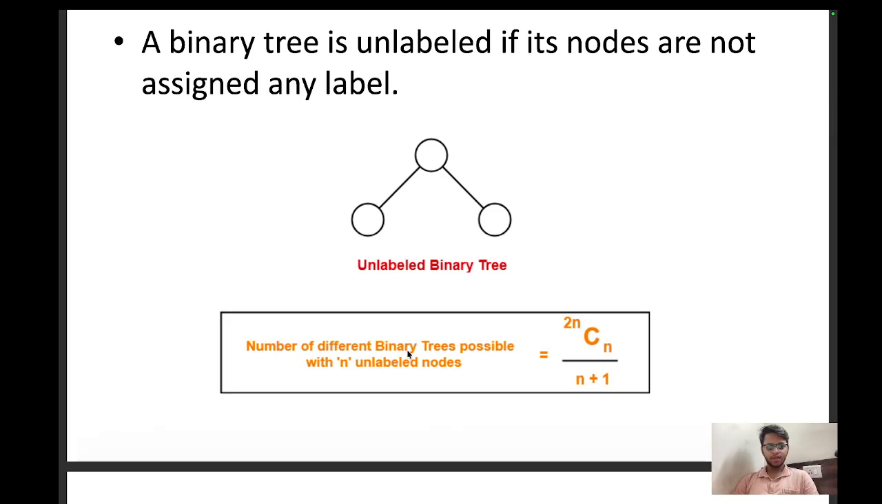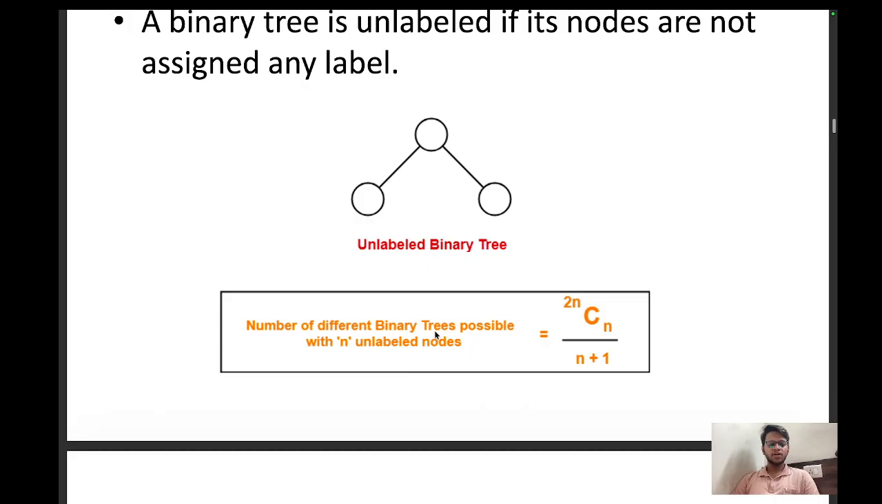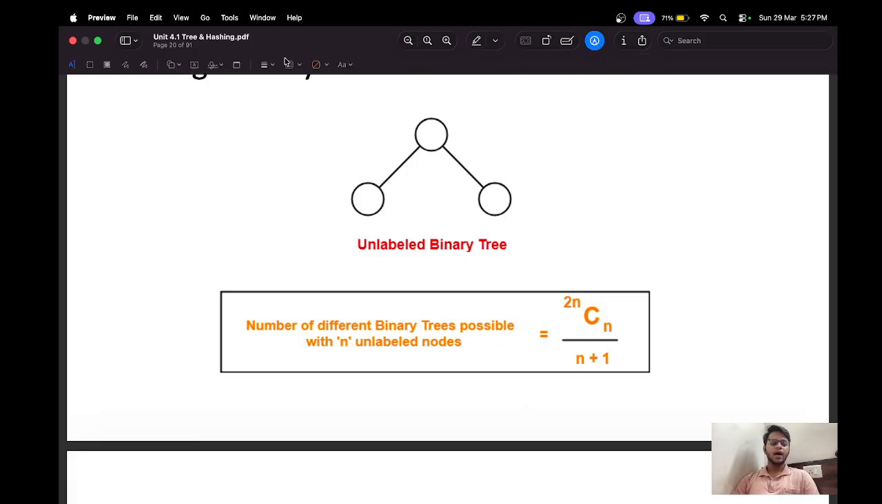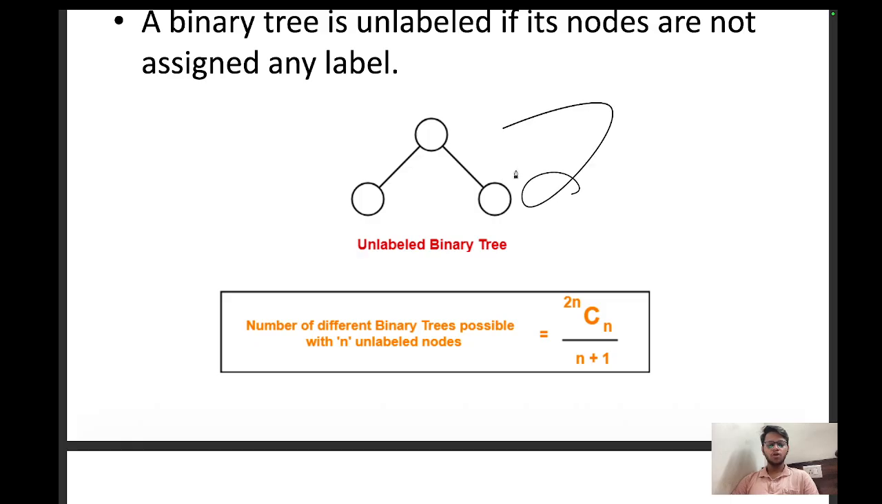So we have been given a formula here. The number of different binary trees possible with n number of unlabeled nodes is equal to 2nCn upon n plus 1. So I hope you all know what nCn is, and you all know the formula of how to calculate nCn. Yeah, right.